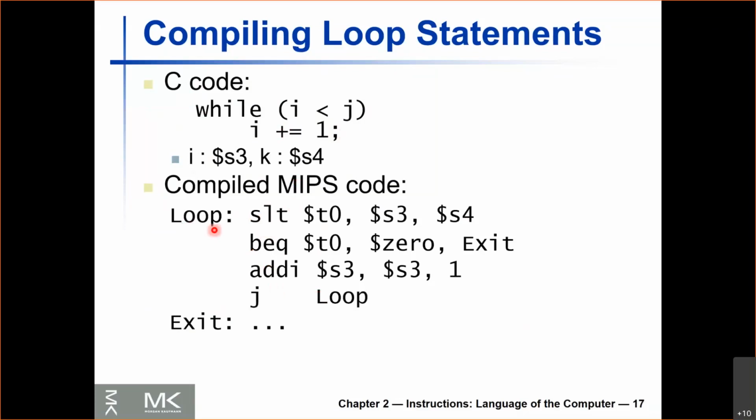Exactly. Okay, so this is how we generate code for the while loop up here. We do set on less than, do the comparison. We exit the loop if the comparison is false. If the comparison is true, we're going to do our addition and then jump back to our condition and do our condition again. Okay, any questions about how we generate code for loops using branches and jump instructions? Is this clear to everyone?